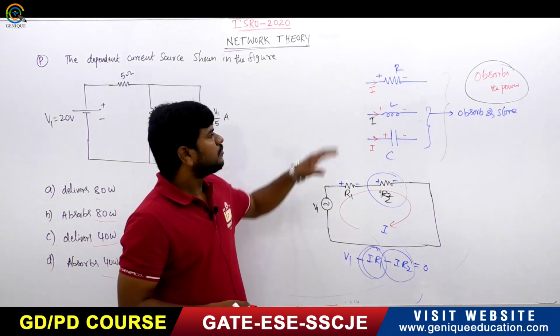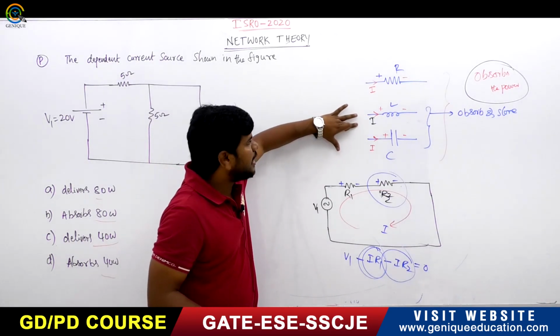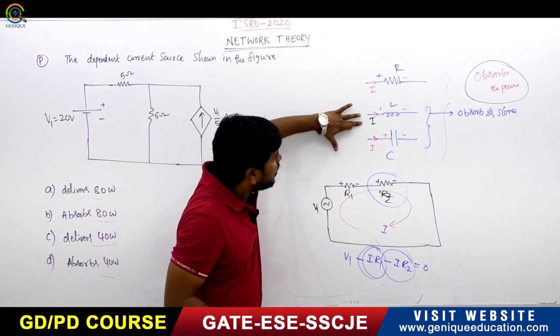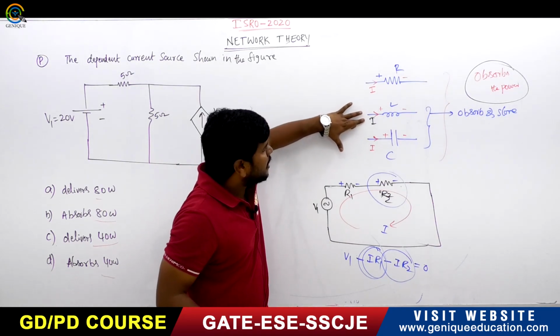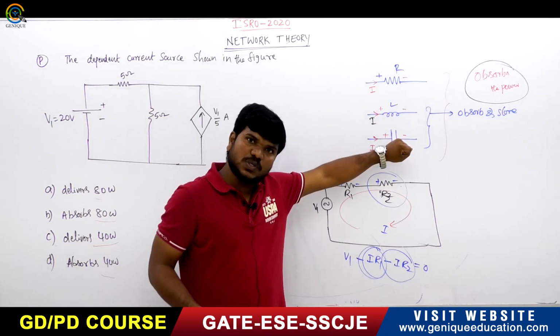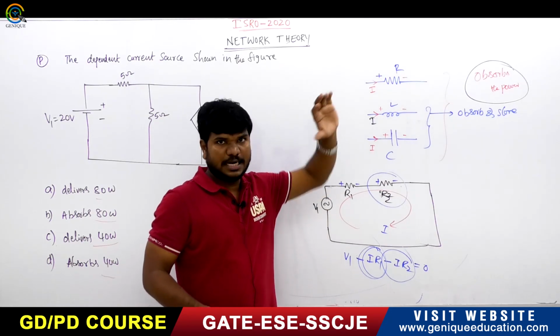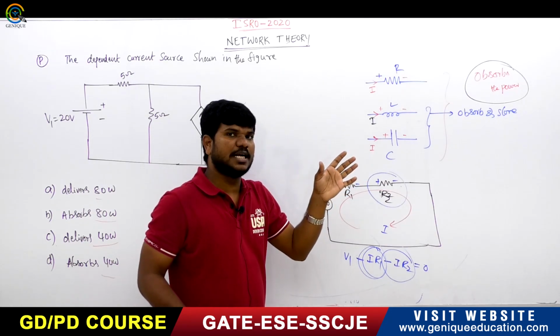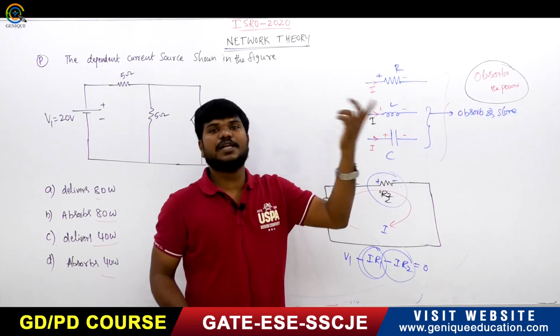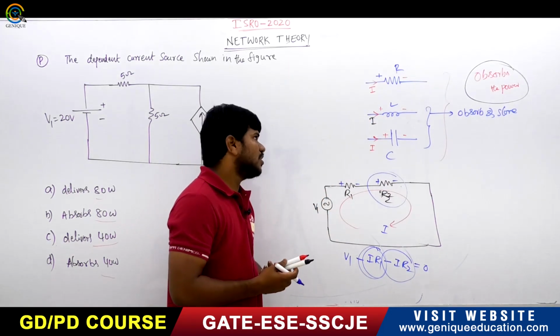Now this is an inductor. Whenever the current enters this inductor, it will absorb the power and store it. Now if the source is removed from the network, they start delivering the energy, and similarly the capacitor also.